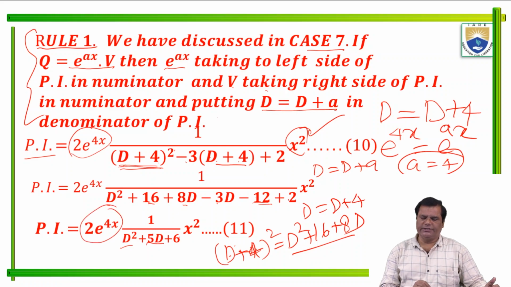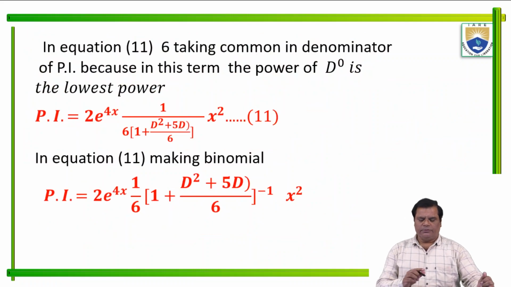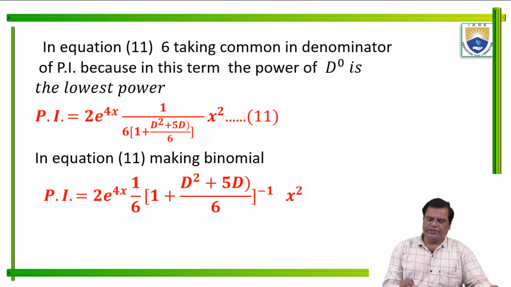This term comes outside of PI and this is inside of PI. This is integrable and differentiable, but this is not integrable and differentiable. This is an answer. In equation 11, 6 is taken common in the denominator of PI, because in this term D to the power 0 is the lowest power.